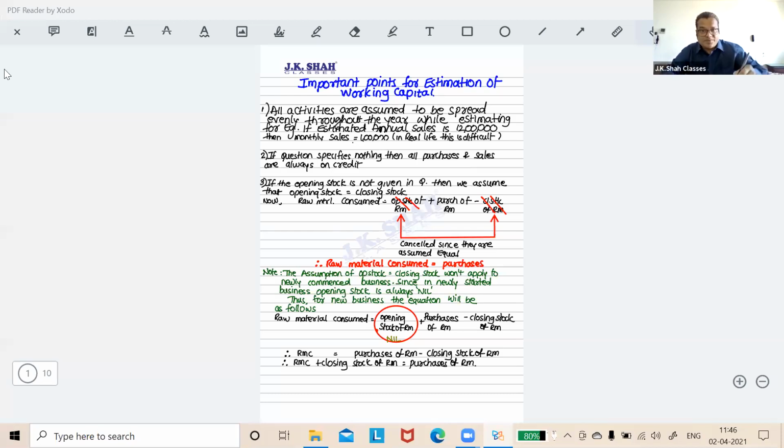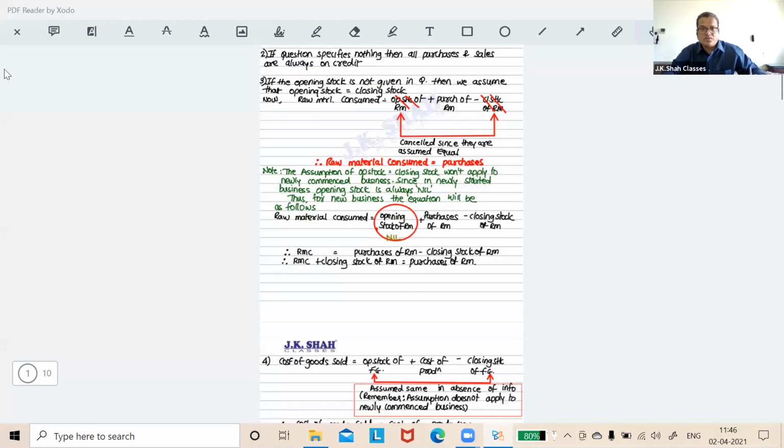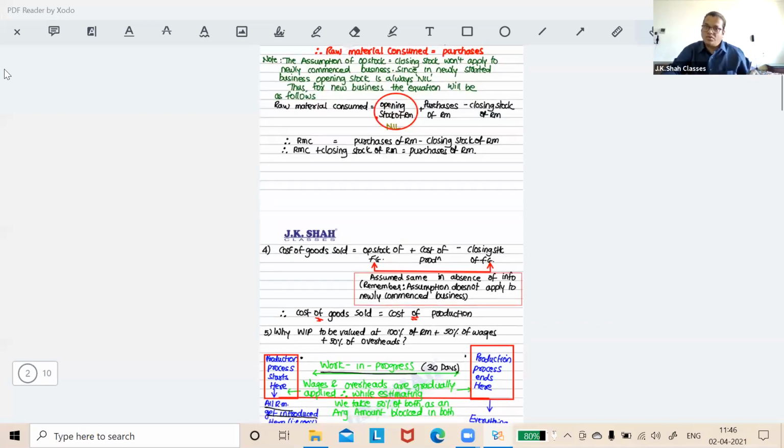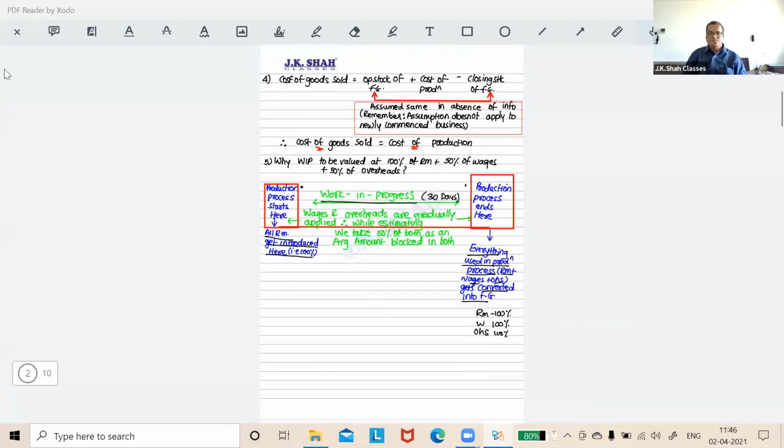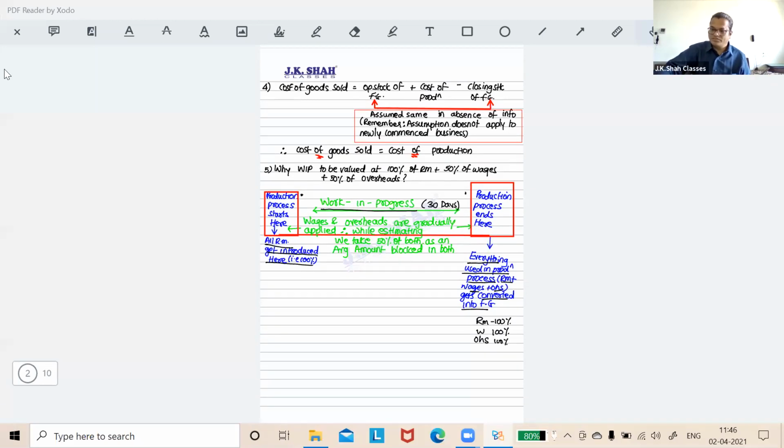Done? Okay, let me show you the next page. So I want you to write this also. Done, friends? Everybody present out there, taken the necessary photographs? Sure.